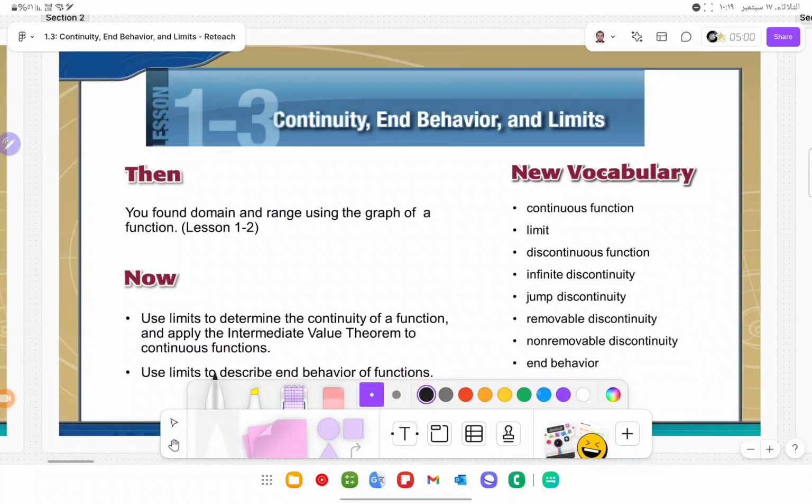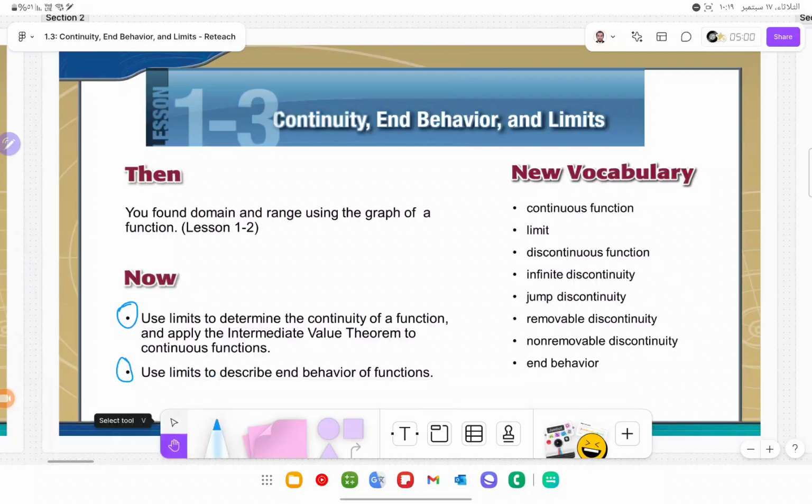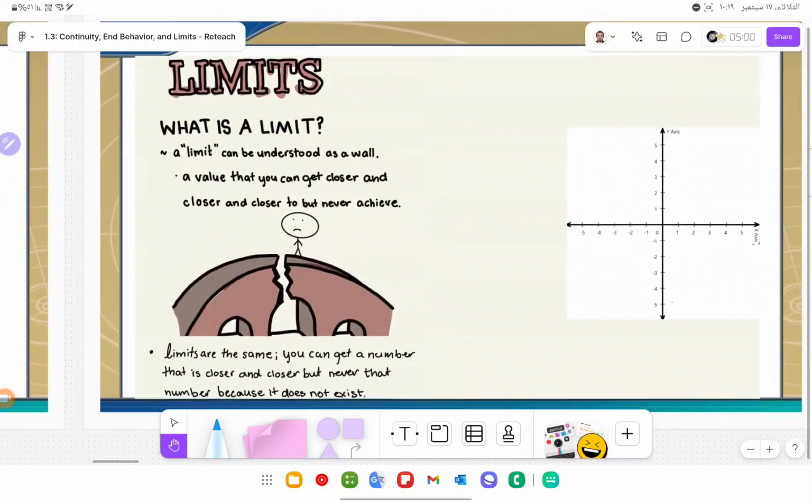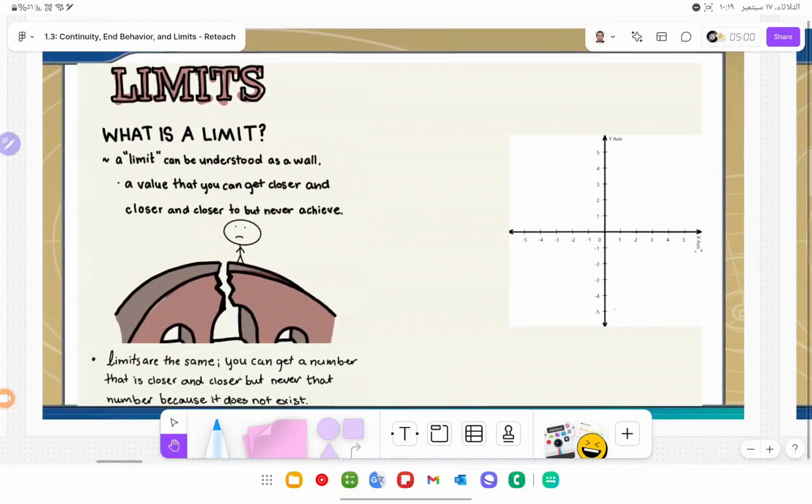First, let's go through what you're expecting to learn in this lesson. We have two things. First, use limits to determine the continuity of a function and apply the intermediate value theorem to continuous functions. Then, use limits to describe the end behavior of a function. Okay, now let's go through the lesson to understand what the limit exactly means.